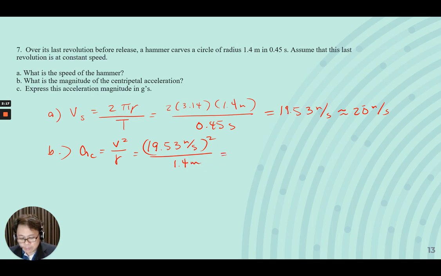Okay, so let us compute. Square the speed divided by 1.4. We get an answer 272.66 meters per second squared. So we round this off to 270 meters per second squared.